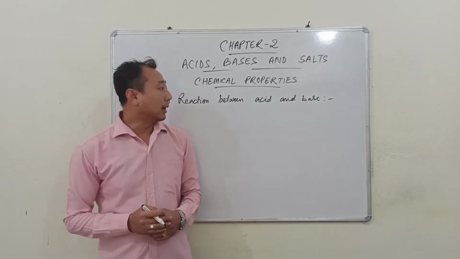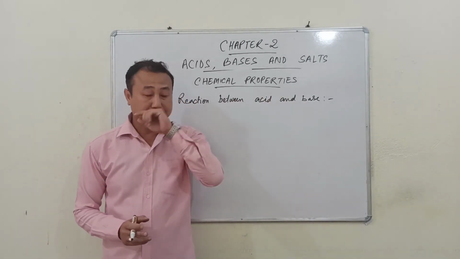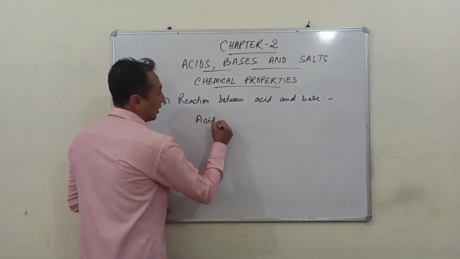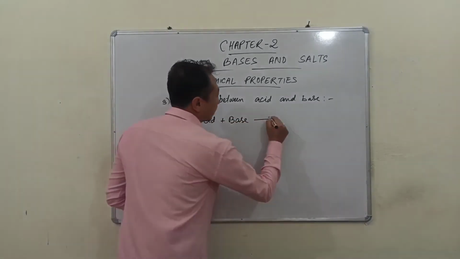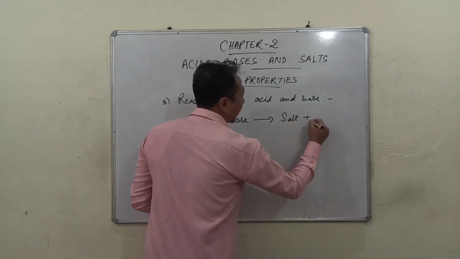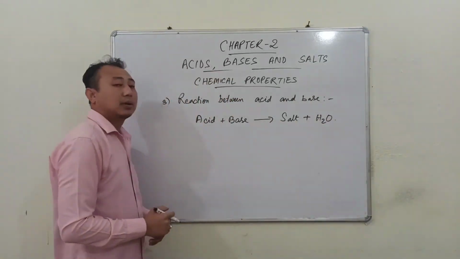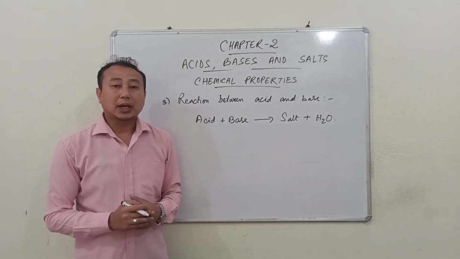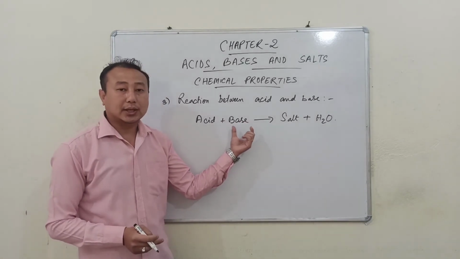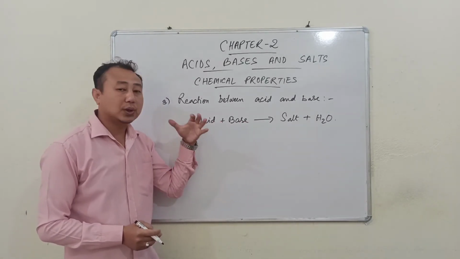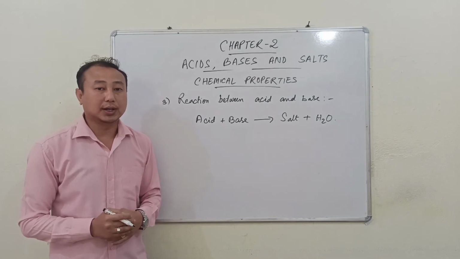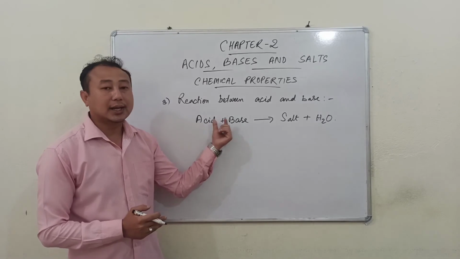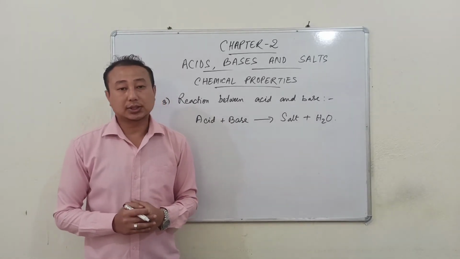The next property is about the reaction between an acid and a base. When an acid and a base react, it forms salt and water. This reaction is also known as a neutralization reaction. It is because when an acid and a base react together, they neutralize the strength of one another, forming a salt and water. Because of this reason, the reaction between an acid and a base is considered a neutralization reaction.